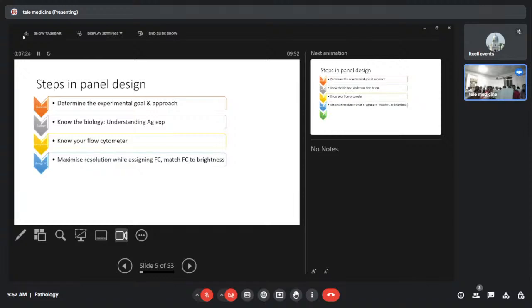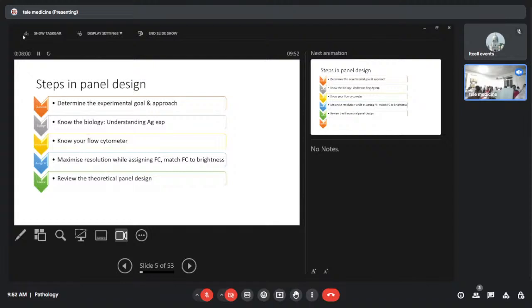The next question is, you have to maximize resolution. What is resolution? The difference between negative and positive signal. So you want your positive signal to be as far away from the negative signal as possible, right? You don't want them overlapping when you're gating. Otherwise, you may be getting junk and calling it positive. So that is why fluorochromes are matched to brightness. The example that I gave you of 10 molecules over a surface versus 100 molecules over a surface. So anything which has 100 molecules, you can use a dimmer fluorochrome, for example, and anything which has 10 molecules, you will need a brighter fluorochrome.